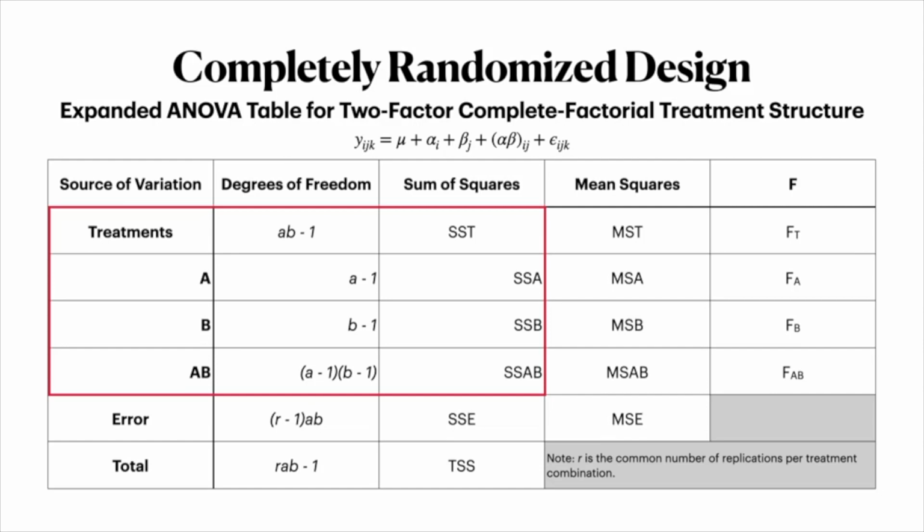And we have expanded the ANOVA table by including rows in the treatment portion of the table, one row for each of the effects model parameters in that model. So we have a row for the A factor, the A main effect, that corresponds to the alpha sub i in the model. We have a row for the B main effect, that corresponds to the beta j in the model. And we have a row for the interaction between A and B, and that corresponds to the alpha beta sub ij in the model. So the structure of the ANOVA table matches the structure of the statistical model.